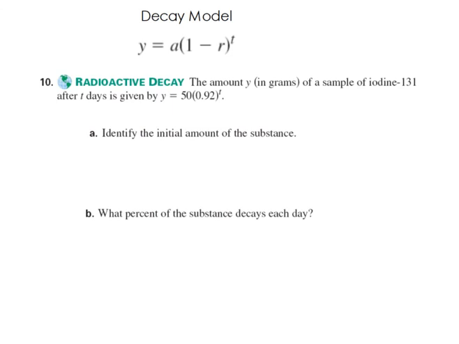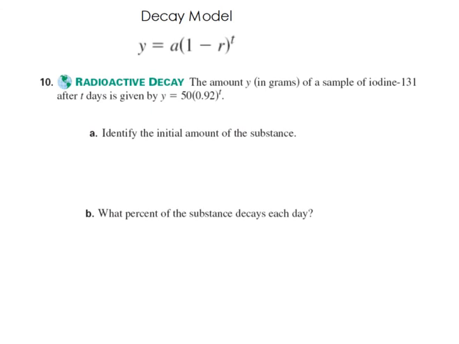Okay, exponential decay. A, r, and t all stand for the same things that the growth model had. It's just that 1 minus r is now not your growth rate, but your decay rate, okay? How fast they shrink. So it talks about the amount of y in grams for this sample of iodine 131 after t days is followed by the following equation. It starts off at 50.